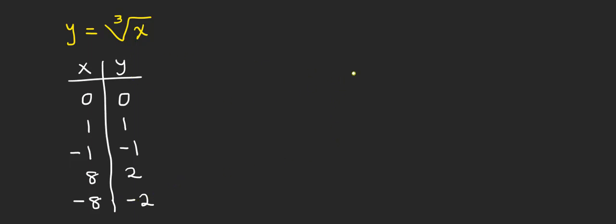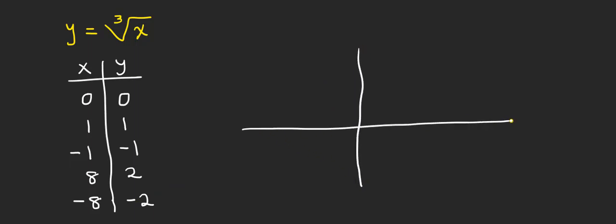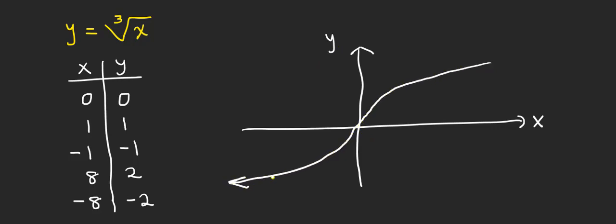Now, how does that graph look like? Well, if you plot those points, it's going to look something like this. Of course, you could get a better graph using Desmos or a graphing calculator. So this is the graph of y equals cube root of x.